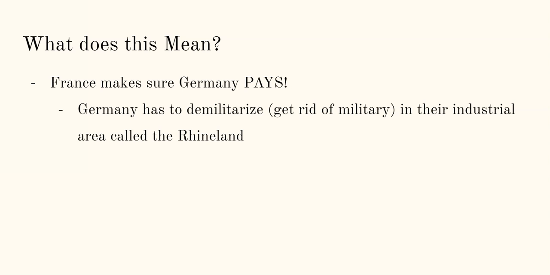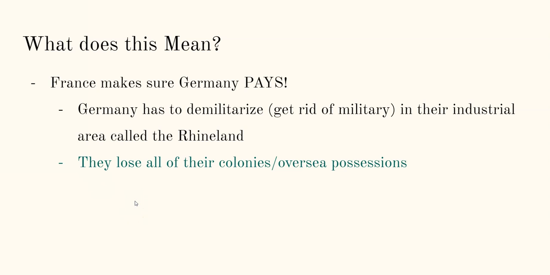And on top of just getting rid of the military in that particular area, Germany also had to get rid of their military almost altogether. On that previous table, we saw that Germany had nearly 11 million people serve. After the war, they're going to be limited to having an army that's the size of 100,000 soldiers. Not even a fraction of a percent of what they once had. And on top of that, Germany's going to end up losing all of their colonies and overseas possessions.